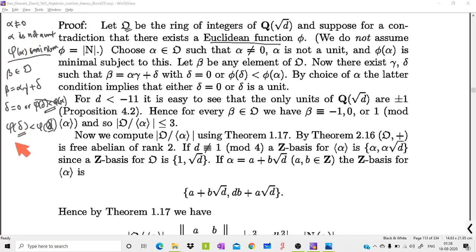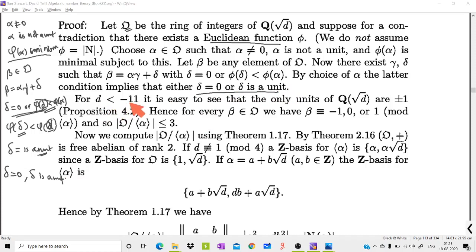So from this you can write that delta is a unit. That means the choice of alpha says that this never happens for a non-zero, non-unit delta. So whenever we write beta equal to alpha gamma plus delta, then we have only two possibilities: delta equal to 0 or delta satisfies this condition. A non-zero non-unit never satisfies this. So these two statements imply that either delta is equal to 0 or delta is a unit. So this is the only possibility. Clear?